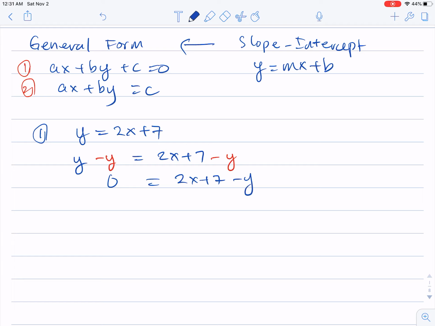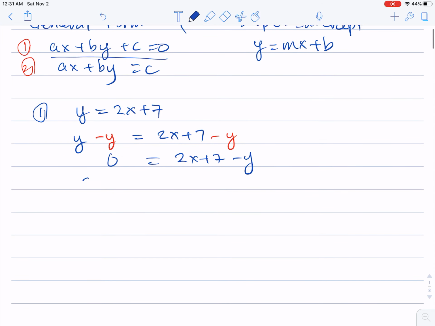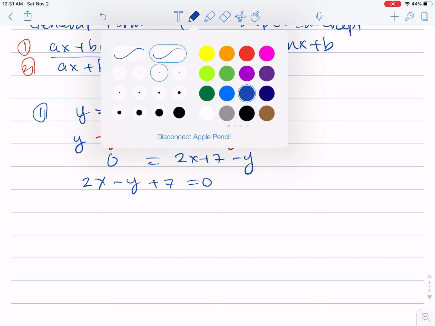Kung gusto nyo, pwede natin ganitong itsura niya. So we have, ilipat natin sa kaliwa yung may 2x. So this becomes 2x. Instead of plus 7 muna, unahin natin yung may y kasi dito by yung nauna. So minus y plus 7 equals 0. So this is form number 1.